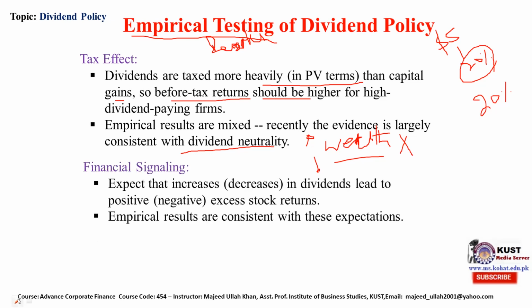Financial signaling. Signaling means how the investors in the market will perceive the dividend declaration. These investors may expect that an increase or decrease in dividend leads to positive or negative excess stock returns. It is a both-way expectation. Empirical results are consistent with this expectation, that an increase in dividend has a positive impact on stock return, and a decrease in dividend has a negative impact on stock returns.